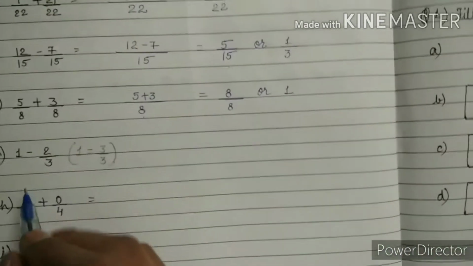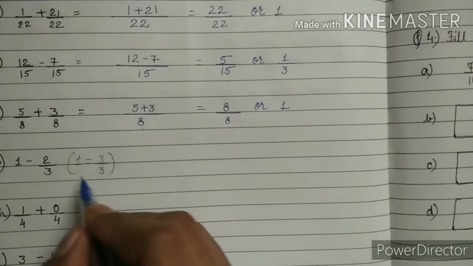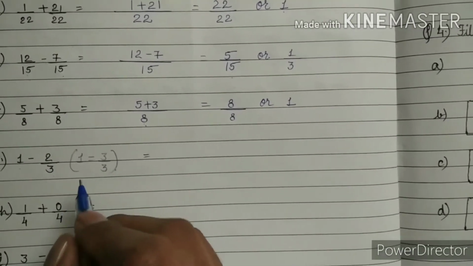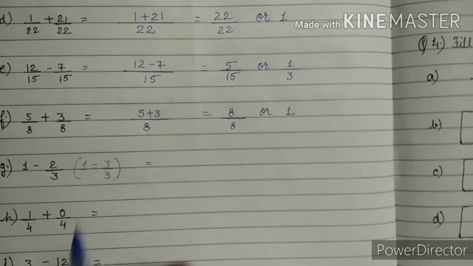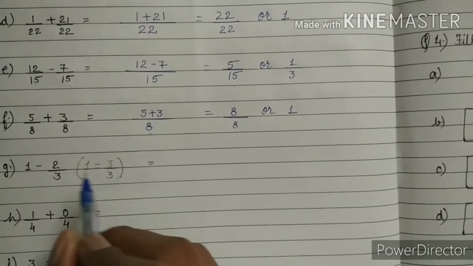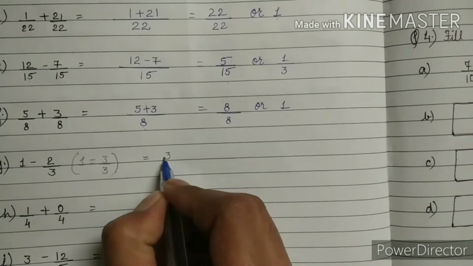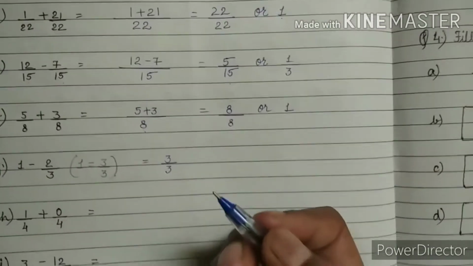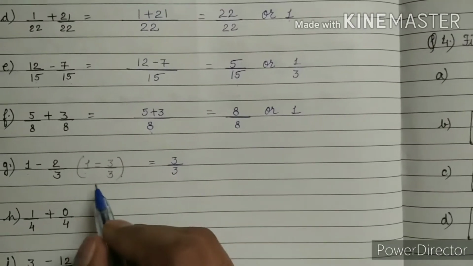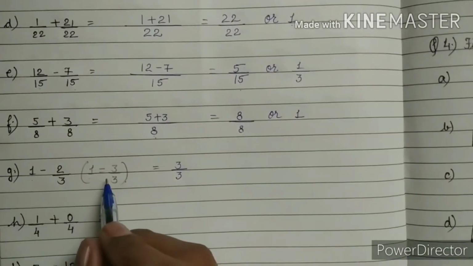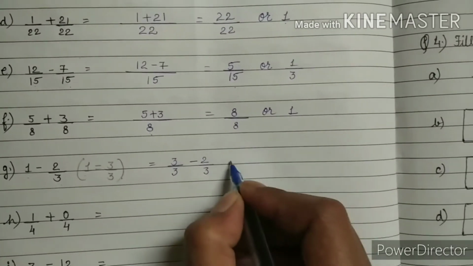Now G is 1 minus 2 by 3. In the book, in the bracket, they have given us a hint. In the place of 1, we can put 3 by 3. Why? Because when we cut 3 to 3, again we will get 1. So in the place of 1, we have to put 3 by 3. We can use a different method, but the question has given us a hint that you can use. So in the place of 1, 3 by 3, and 2 by 3 as it is.